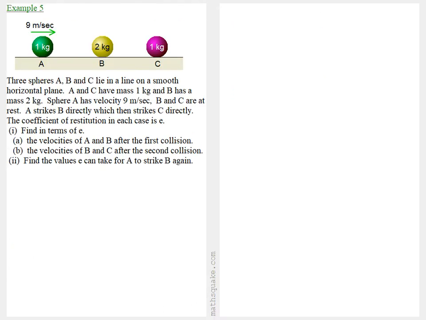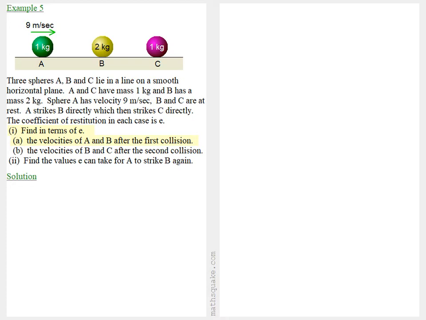Let's have a look at a longer question involving direct collisions. Example 5. 3 spheres A, B and C lie on a smooth horizontal plane. A and C have masses 1 kilogram and B has a mass 2 kilograms. Sphere A has a velocity of 9 meters per second, B and C are at rest. A strikes B directly, which then strikes C directly. The coefficient of restitution in each case is e. In part 1a, find in terms of e the velocities of A and B after the first collision.